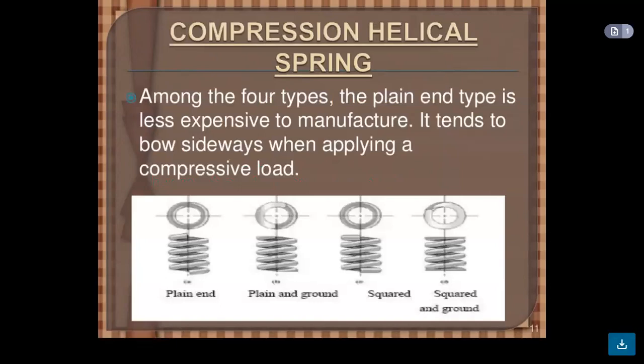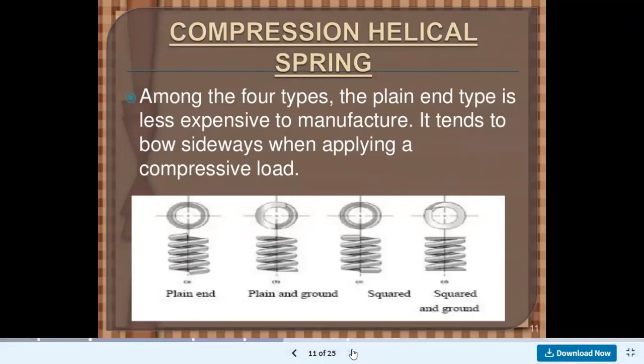Compression helical spring, in this case, the different ends are there, like plain end, plain and ground end, squared end, and squared and ground end, as shown in the figure. Among the four types, the plain end type is less expensive to manufacture. It tends to bend sideways when applying a compressive load.